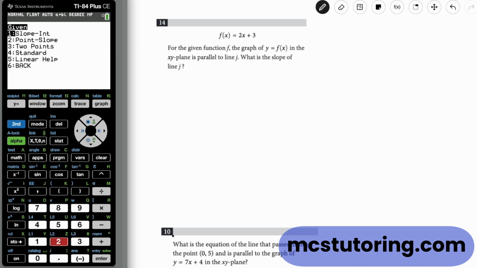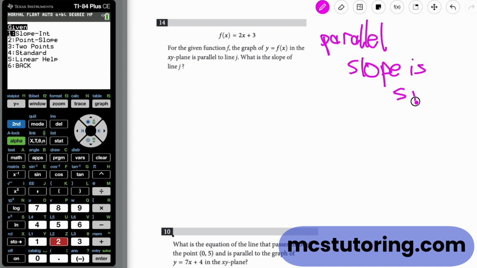So here's the cool thing. If you already know what parallel lines are, go ahead and skip about 30 seconds to a minute. But if we have something that's parallel, the slope is the same. So I'm going to say slope is same. Okay, so this first one, this is great.